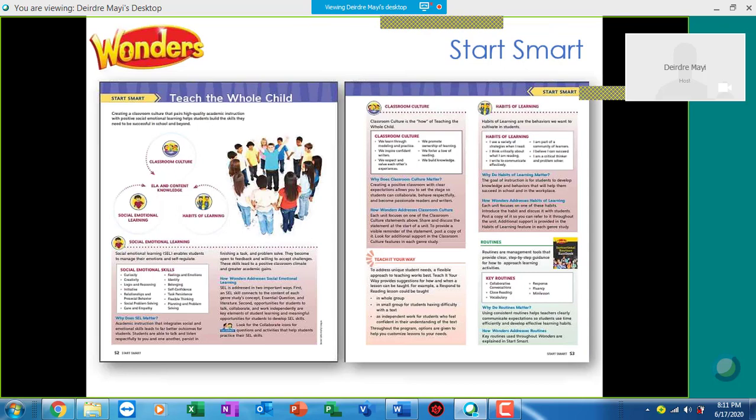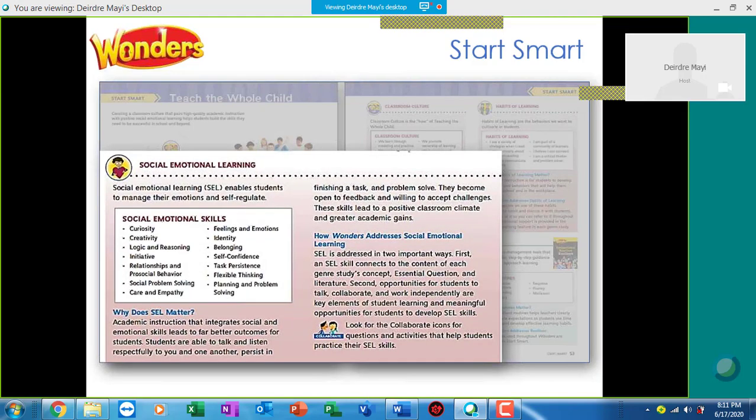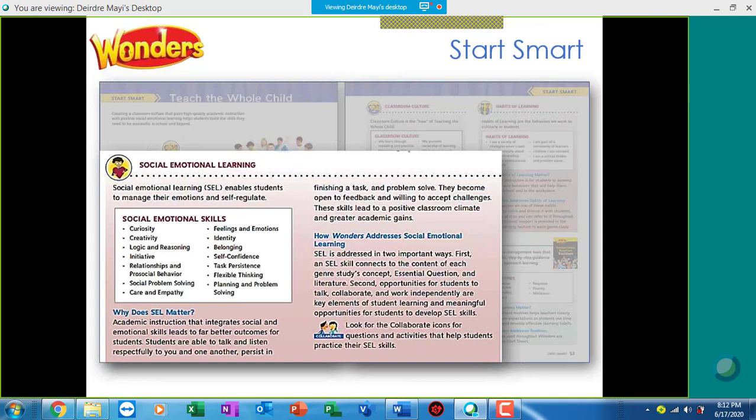I mentioned previously that we would focus upon classroom culture and habits of learning. Note that each and every week there will be habits of learning and classroom culture points that are noted. And I'll talk more about that in just a bit. But let's talk about these social emotional skills.